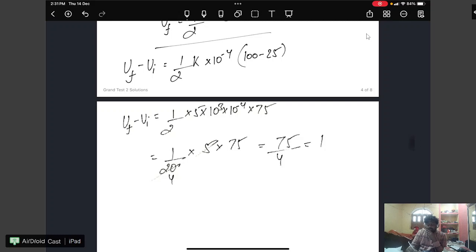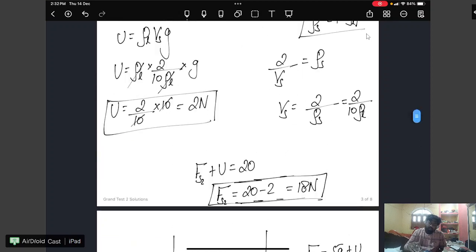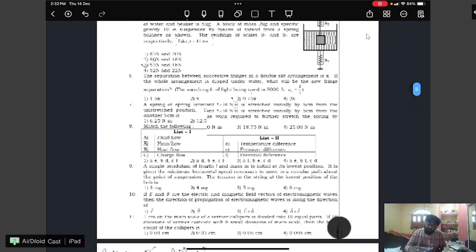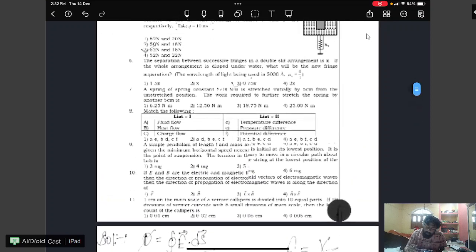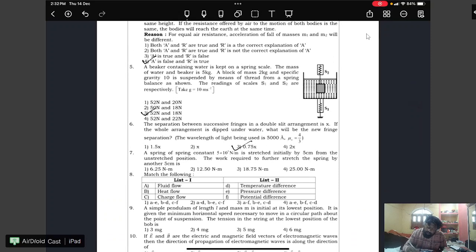4 times 32, 1 time 20, 75. So it will be this much of joules energy will be there, 18.75. Yeah, option third.